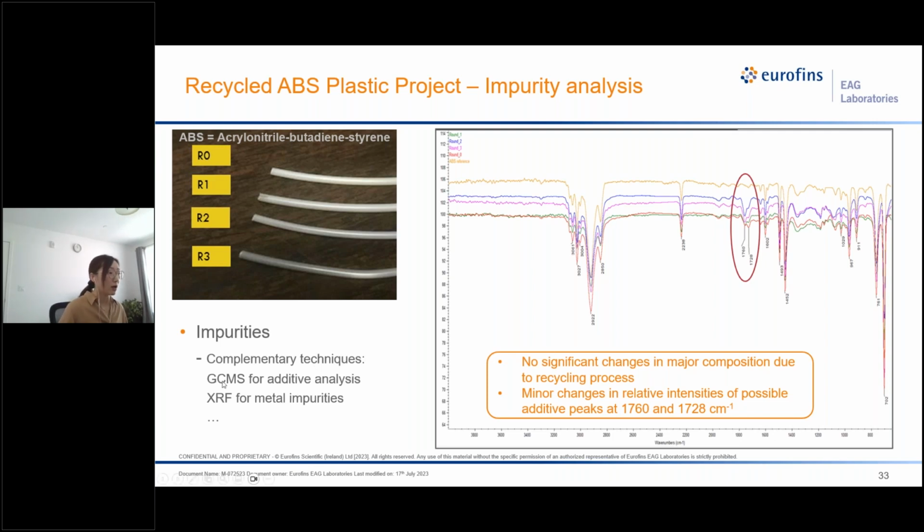Aside from FTIR, we also have GCMS, which is a very useful technique to quantify low-level additives in polymer resins, and also XRF, which is an elemental technique that provides excellent detection of metal impurities, with detection limits that can go down to ppm or even ppb level. So all the aforementioned techniques are readily available at EAG, and we actually have a full suite of techniques that can be utilized to study polymer materials.